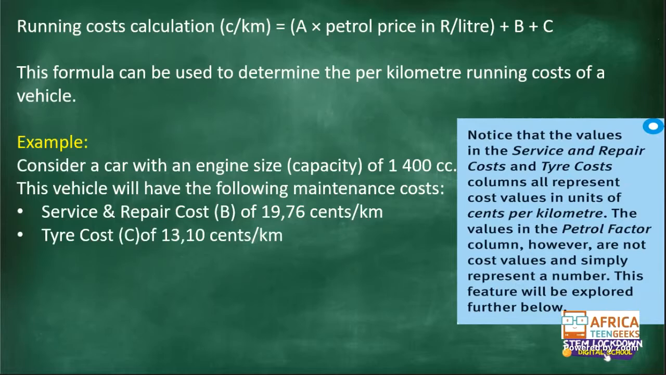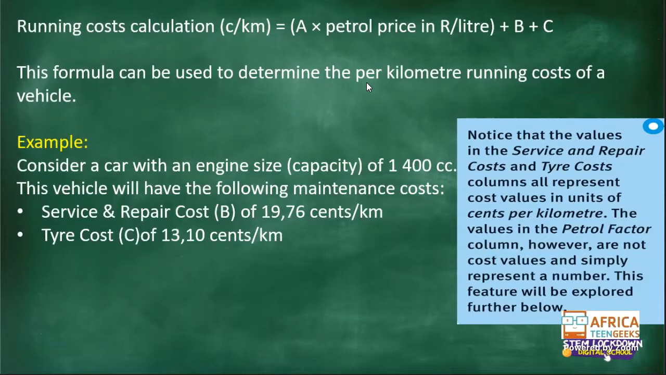Where do we get all of these values? You can tell me, where do I get this value of 19 cents per kilometer? And also, where do I get the value of 13 cents per kilometer? Obviously, these values are found in the table. So remember that the table guides you every step of the way.